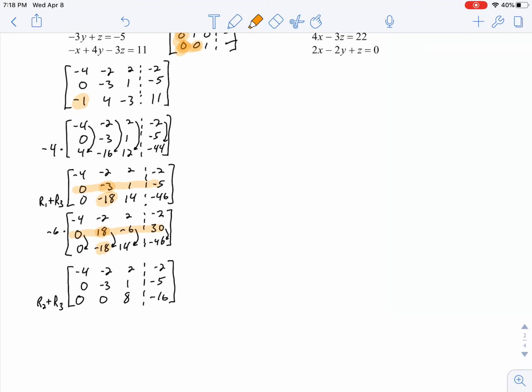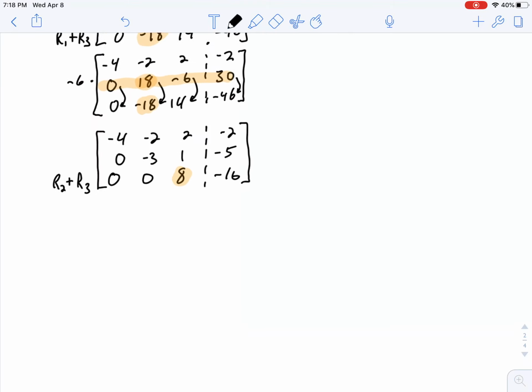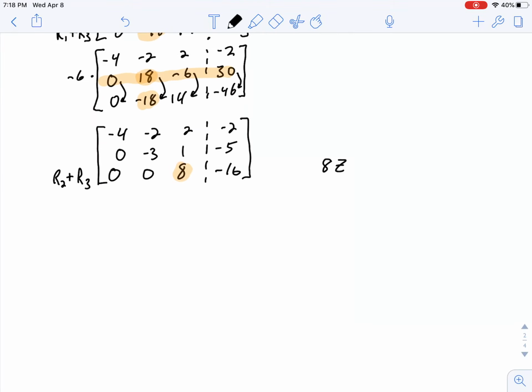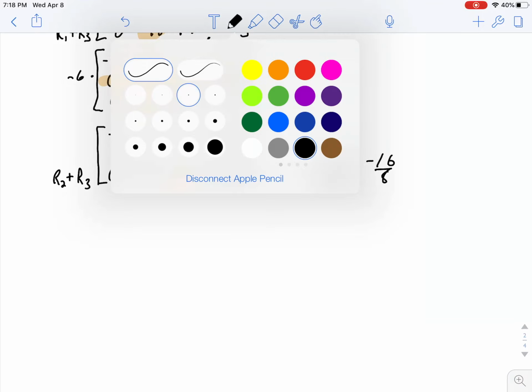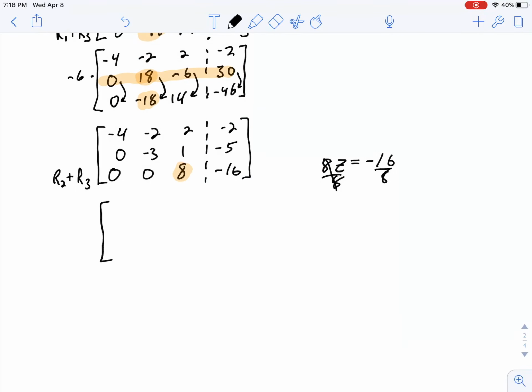Next, we want to try to get a 1 here, which should be fairly easy. You look at this as 8z equals negative 16. The obvious answer is divide both sides by 8. Oops. So we are going to multiply this row by negative, what am I doing? Negative 1/8. So don't alter the top. Don't alter the middle row.